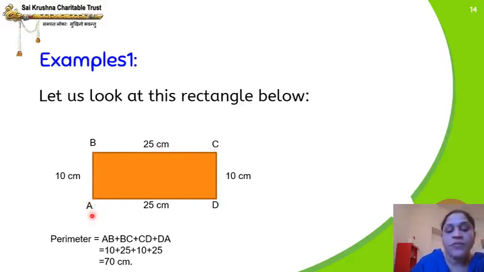So here, what is perimeter? Perimeter is nothing but AB plus BC plus CD plus DA. So AB is 10, BC is 25, CD is 10, DA is 25. So when we add all this, you will get 70 centimeters. So that is the perimeter. So we are basically adding all these lengths to find out the perimeter.